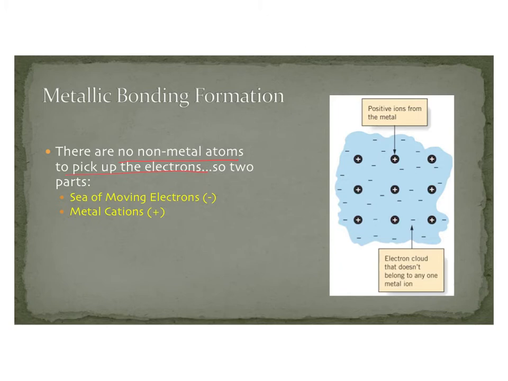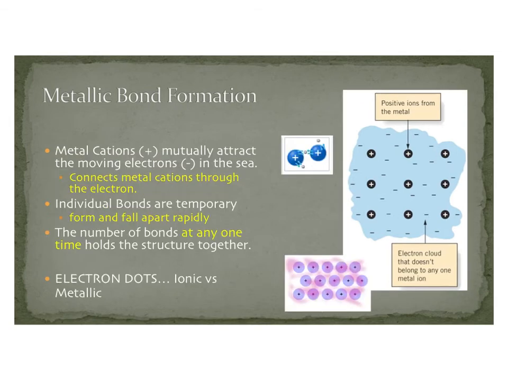So there are no nonmetal atoms to pick up those electrons. So you end up with two parts in a metal. You end up with a sea of moving electrons, all of these electrons that have been lost by the metal atoms, and metal cations left over after they lose those electrons. So again, we refer to metallic bonding as a sea of electrons model: positive cations in a sea of moving electrons.